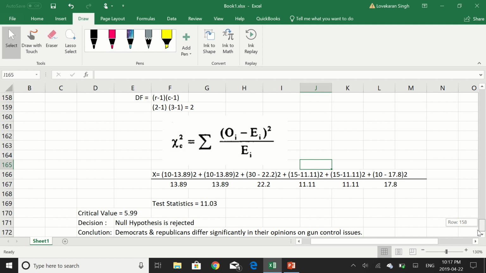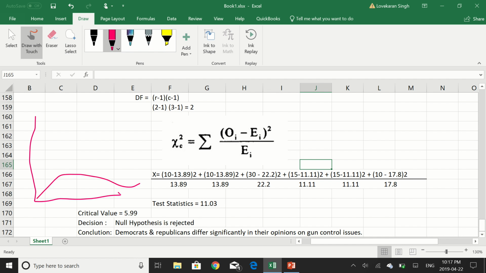As we get 11.03, sorry for my bad drawings, our critical value was over here, and we got 11.03, so that is lying in this area. Our decision will be that the null hypothesis is rejected, and the conclusion will be that Democrats and Republicans differ significantly in their opinion on the gun control issue.